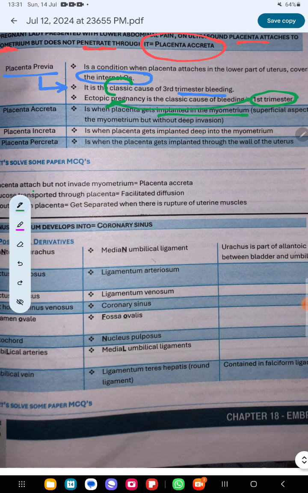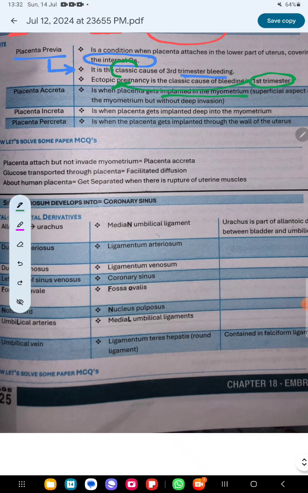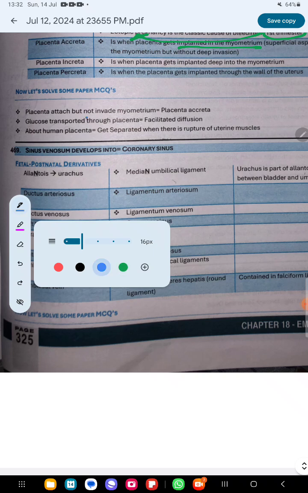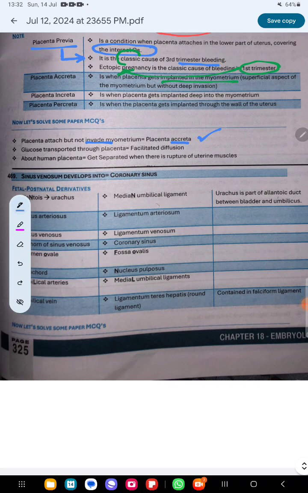Clear? The next is placenta increta, in which the placenta goes and gets impacted into the myometrium. Clear? Now it has a deep invasion. Placenta percreta is when the placenta gets implanted through the wall of the uterus. Now let's practice some paper MCQs. Placenta attaches but does not invade the myometrium: it is placenta accreta. When it does not invade deep into the myometrium, it is placenta accreta, whereas if the placenta gets implanted deep into the myometrium, it is called placenta increta.